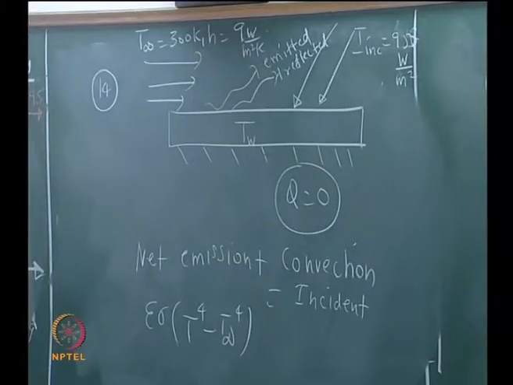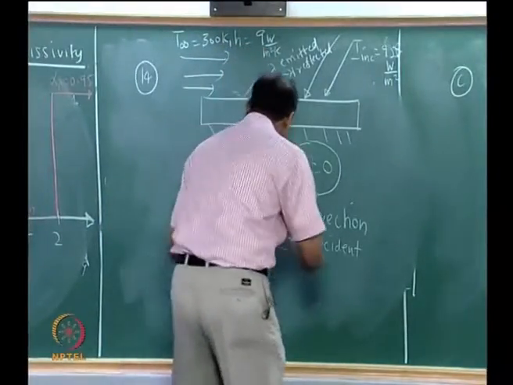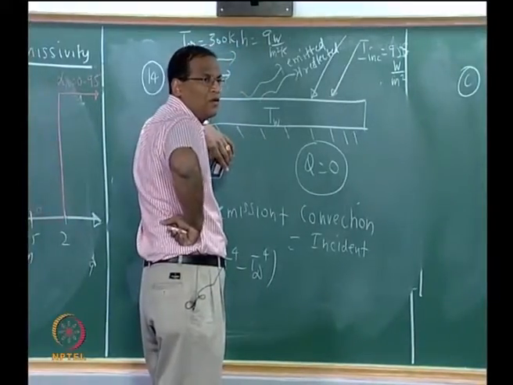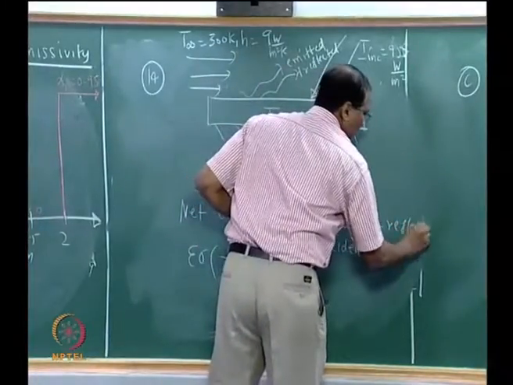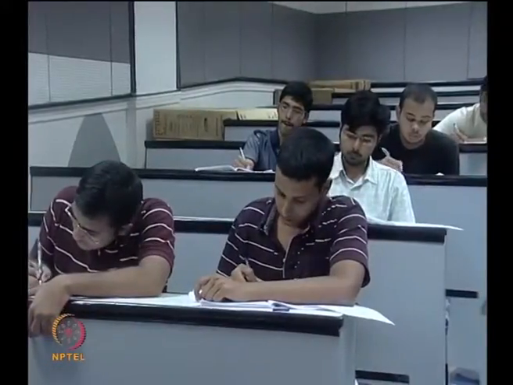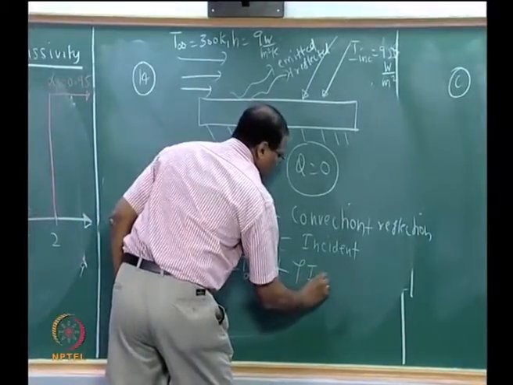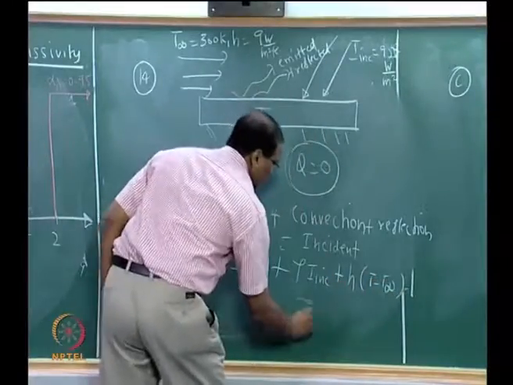Which one? There will be reflection on the left hand side. No, let me, net emission, what is going out? No, plus reflection. Correct. Is it correct? Yeah. So don't leave out the reflection. Plus rho times I incident plus H into T minus T infinity is equal to I incident.